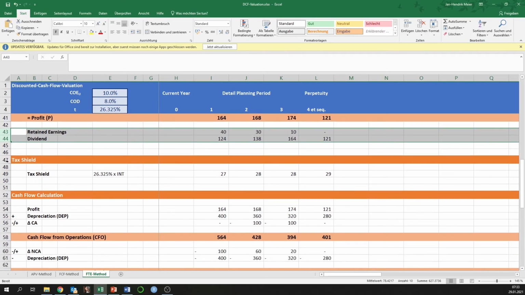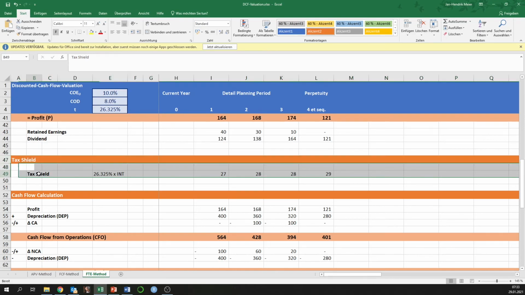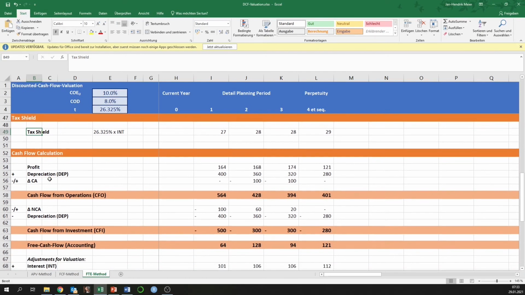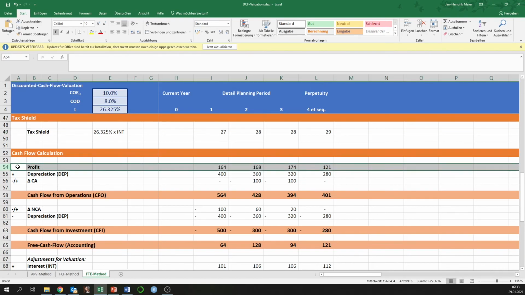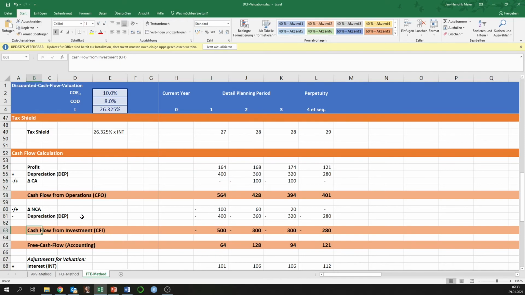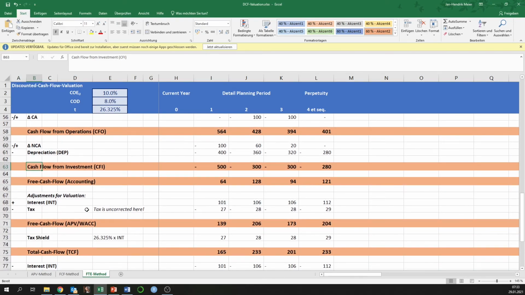The first thing that I always do is to calculate the tax shield, because we need to adjust the cash flow calculation. And then I start with the cash flow calculation. The cash flow calculation is, until this line, exactly the same that we know from accounting. So we have a cash flow from operations and we have a cash flow from investment. Both together, of course, will give the free cash flow of accounting.